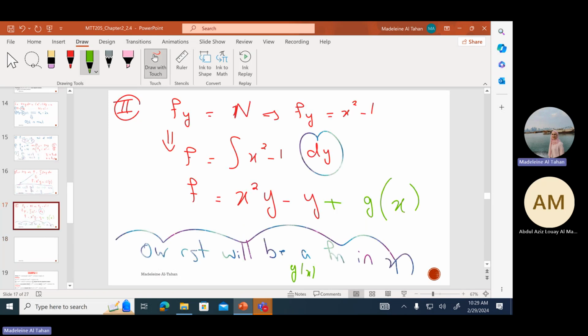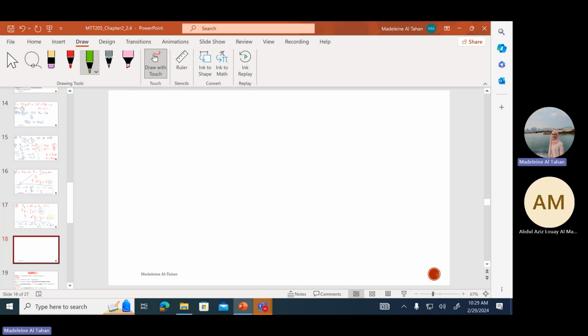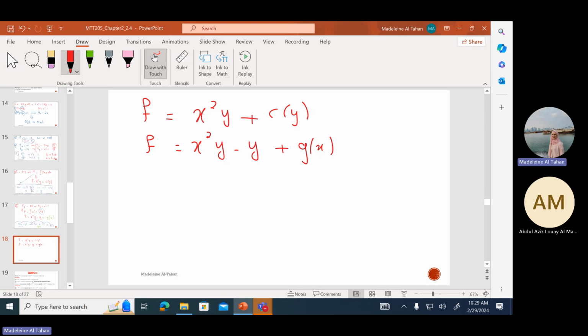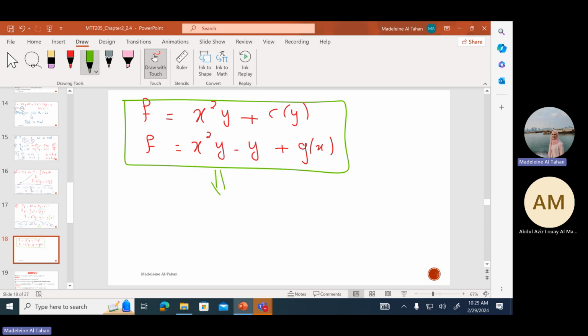Did we finish writing? Okay. What's the first F that we got? x squared plus y x squared plus c. The second one? x squared minus y plus g. We need to find only one F from these.